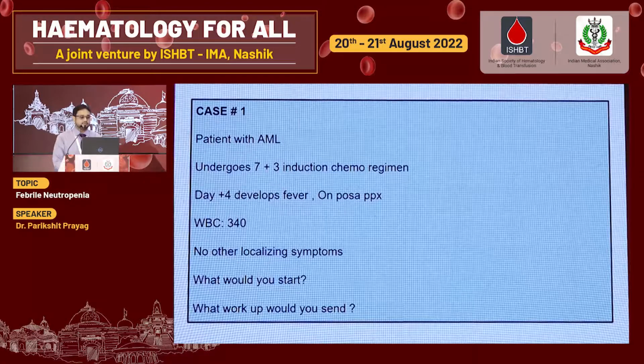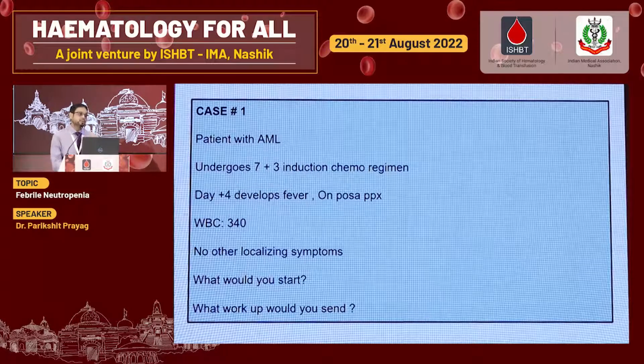So there were no localizing signs or symptoms. What would you start at this point of time? Now we all agree that a neutropenic febrile patient merits antimicrobial therapy. This is not a patient in whom you would wait and watch and look at blood cultures and then start antibiotics. Febrile neutropenia is an absolute indication to start antibiotics. The important question is, what would you start? If you look at different guidelines across the world, they would factor in local patterns in these patients.